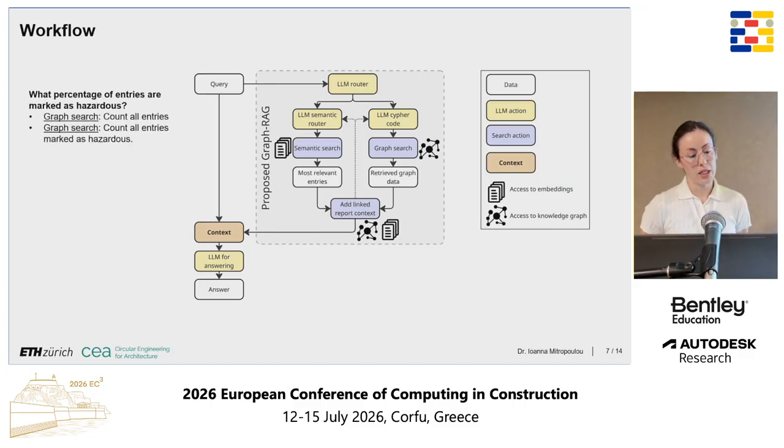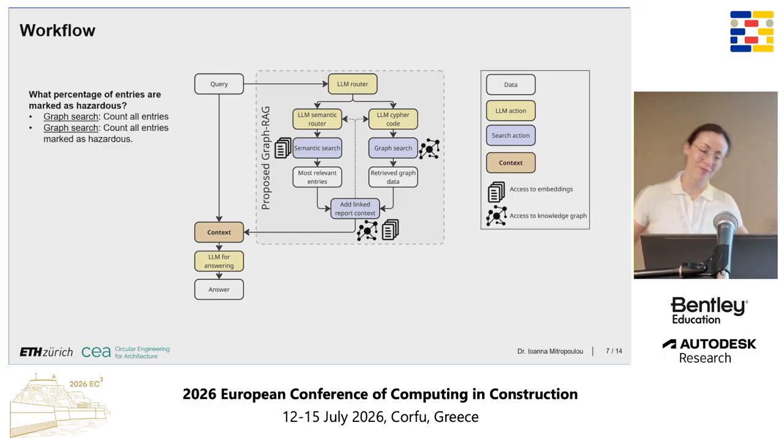For example, for the question, what percentage of entries are marked as hazardous? This is decomposed into two graph search steps. First, counting all entries, and then counting all entries that are hazardous. And with this, we have enough context to accurately answer the question.